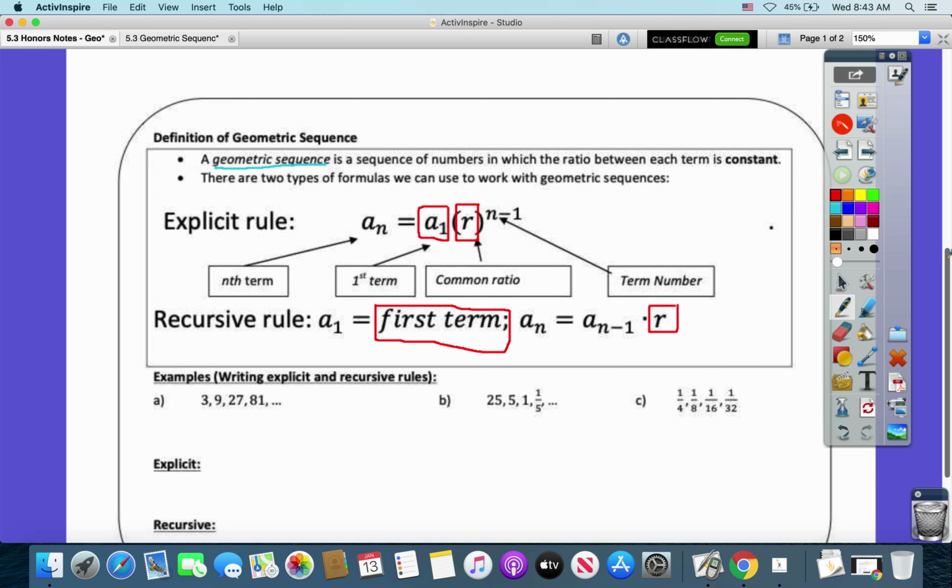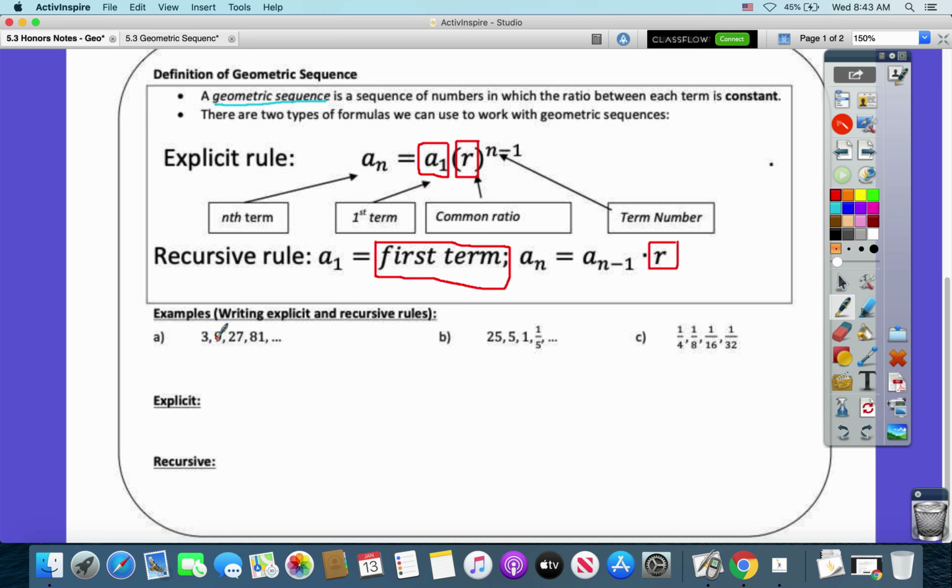So examples, we have this sequence 3, 9, 27, 81. And we can see every time we are multiplying by 3. And that happens throughout the pattern. So our common ratio, r, is 3. So now we're ready to write our rules. A sub n equals, plugging in the first term, we have 3. Plugging in the common ratio is also 3. And then the exponent n minus 1.